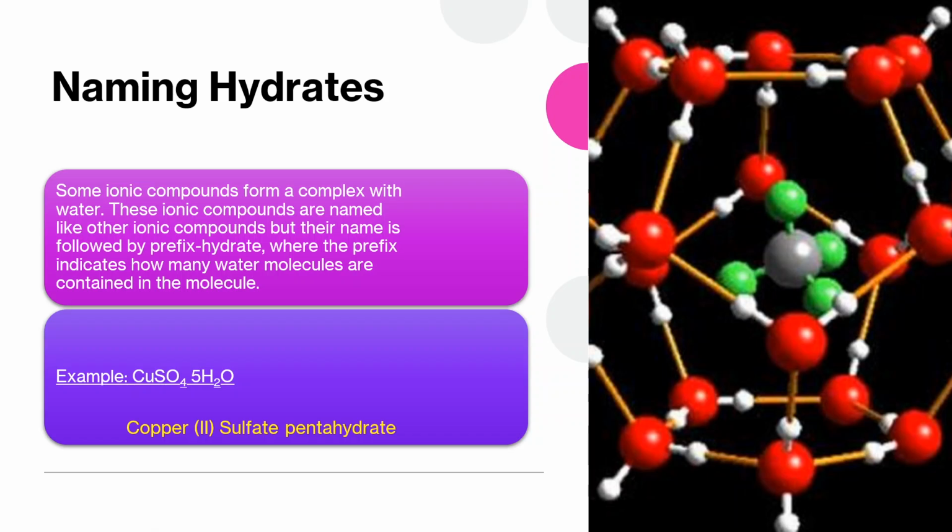Now, there is also another way that is sometimes used to name these hydrates. It's a little simpler in some way. Instead of going pentahydrate, I just say there's 5 water. So this could also be copper 2 sulfate 5 water. Both of those would be correct. You should be familiar with both of them.